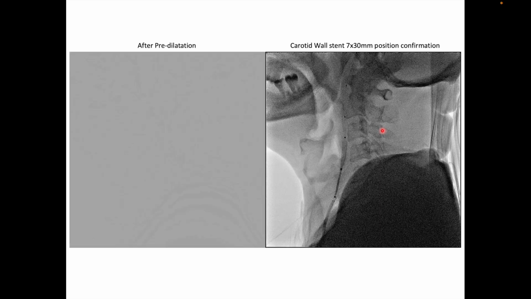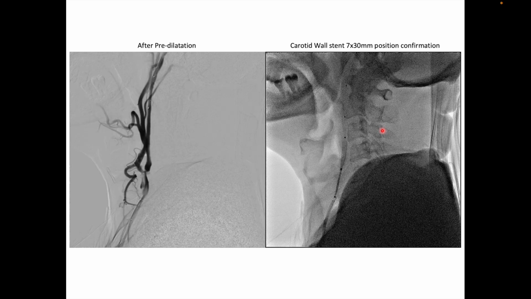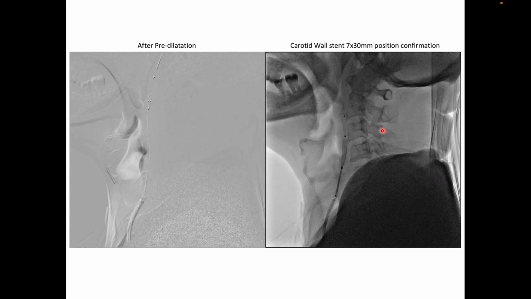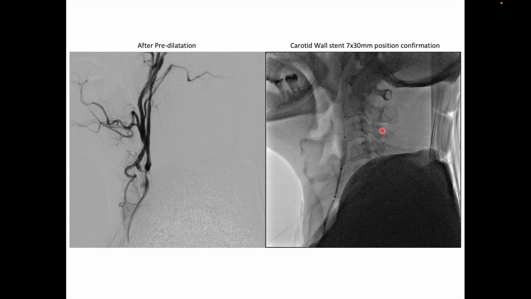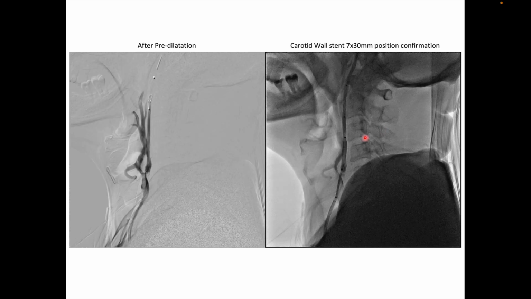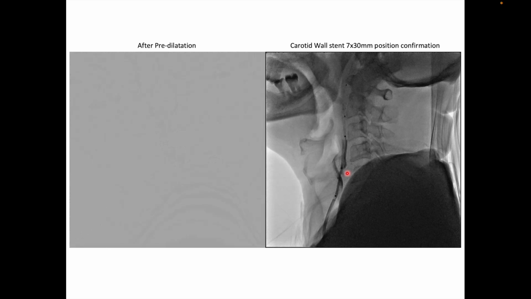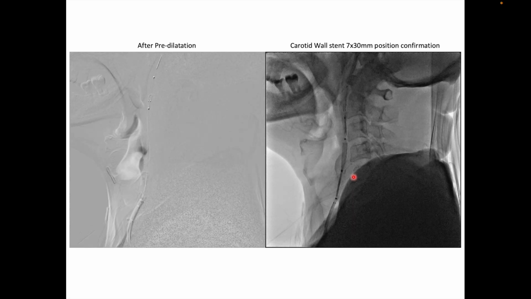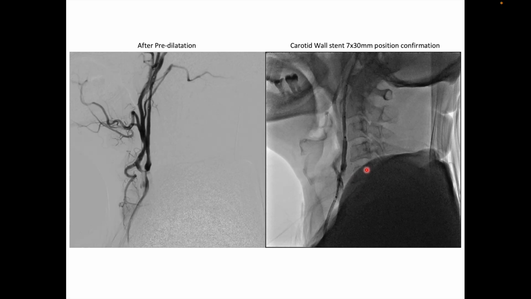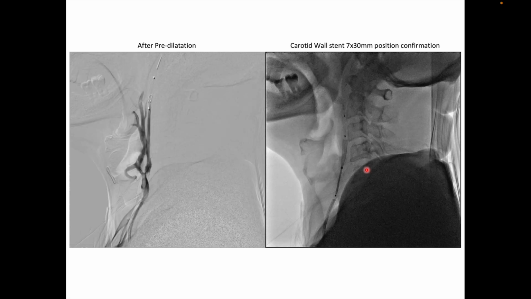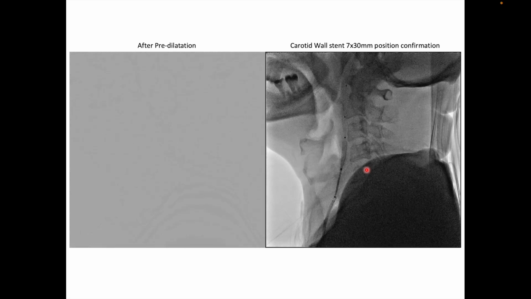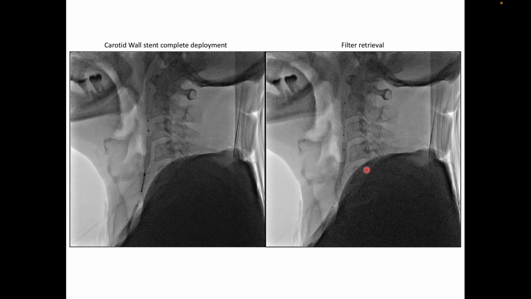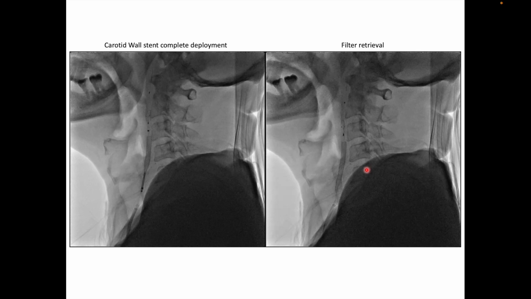You've done a balloon dilatation here, and then after pre-dilatation, you are deploying a carotid wall stent. This is 7 by 30mm in position. You've deployed half of the stent, and then you are doing a check injection to make sure that the stent is in good position, because otherwise you can still retrieve and reposition this carotid wall stent 7 by 30mm. And now once you're satisfied, you are deploying it fully, and then you have a fully deployed stent.